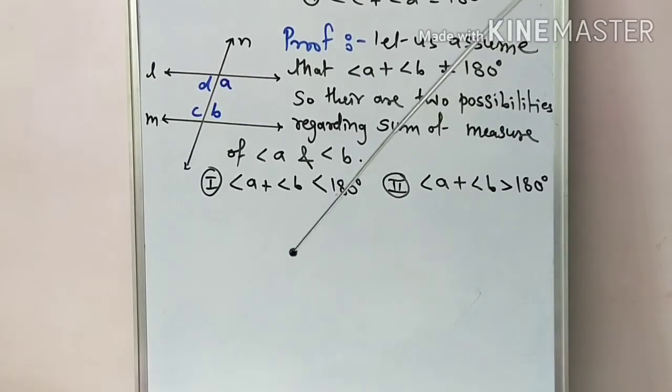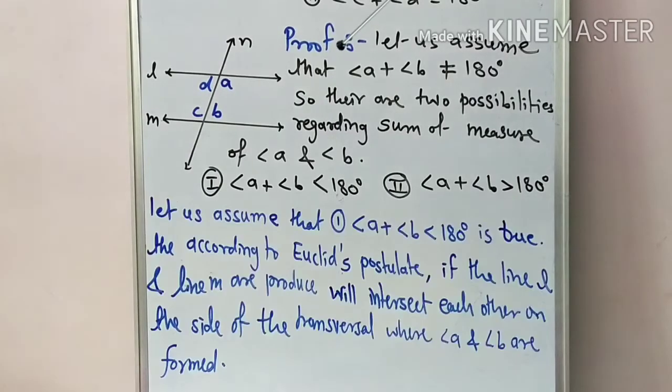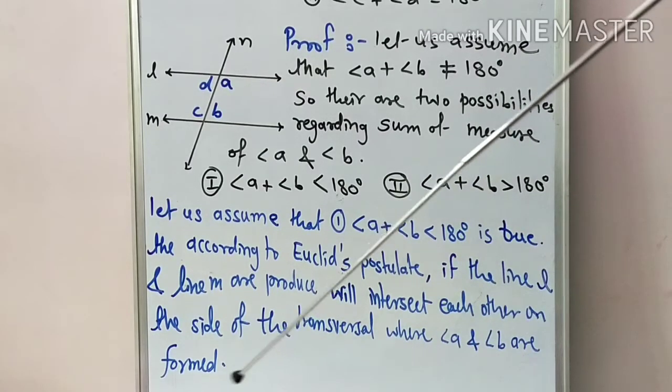Okay, so let us discuss how we show these two possibilities are not correct. Here we take the first possibility, angle A plus angle B less than 180 degrees is true. But if it is true, then according to the Euclid postulate that we have in the first chapter, if line L and line M are produced, they will intersect each other on the side of the transversal where A and B are formed.